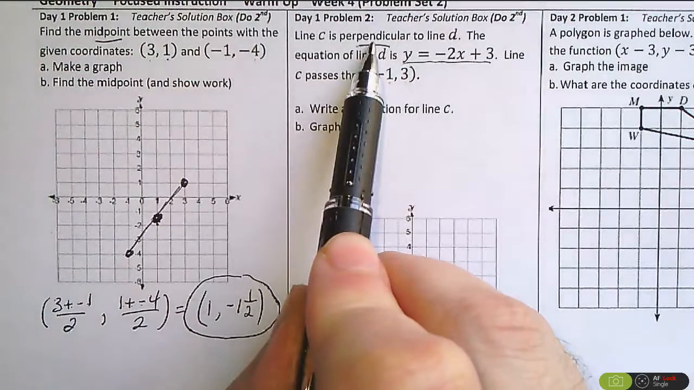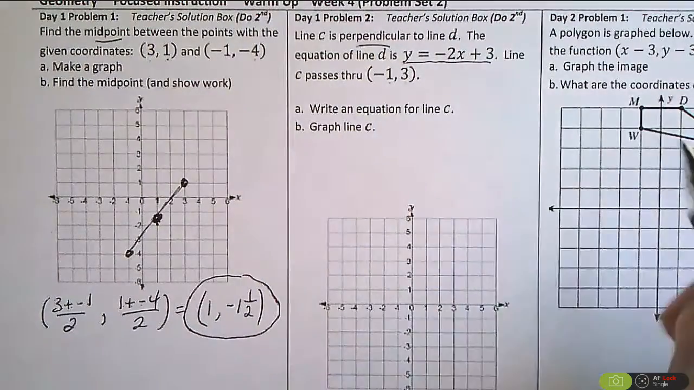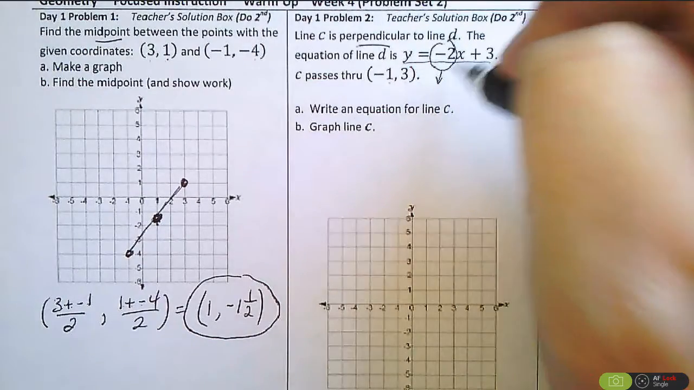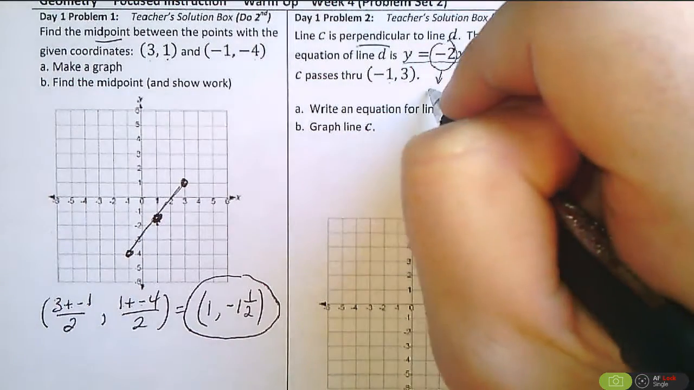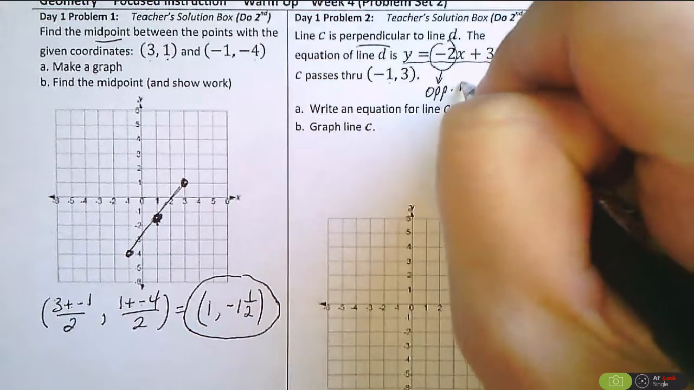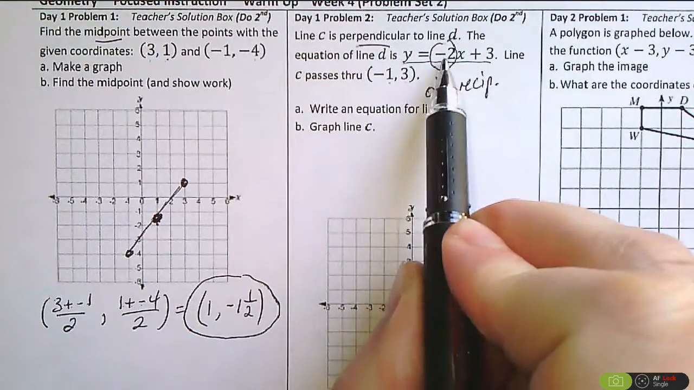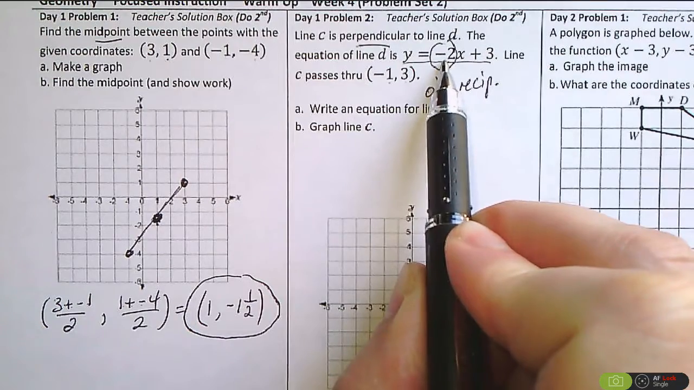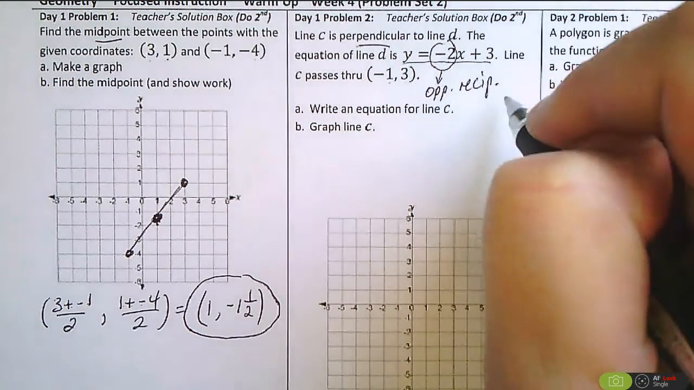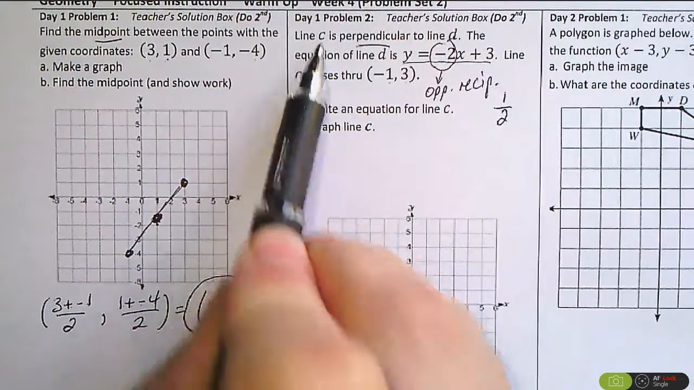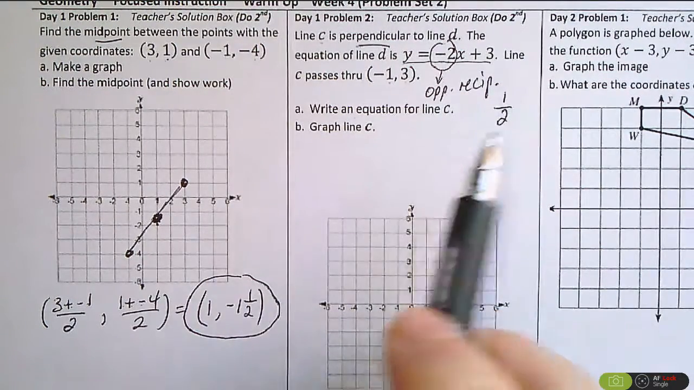The word perpendicular tells us that line C will have a slope that is the opposite reciprocal of that number right there. So we want to find the opposite reciprocal of -2. The opposite of -2 will be positive, and the reciprocal of 2 will be 1/2. So the slope of line C is 1/2.